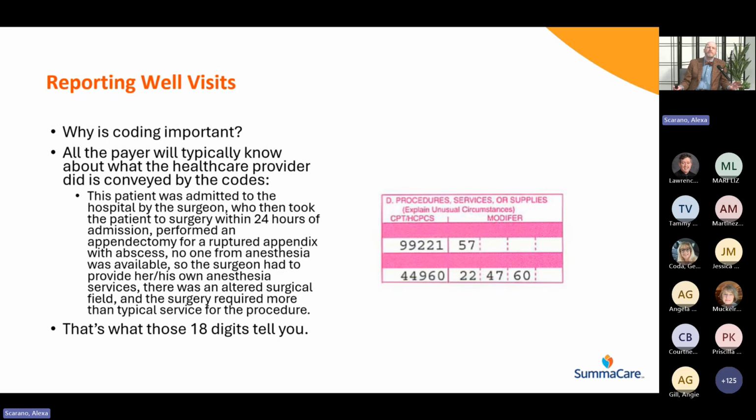All of that information is conveyed by just those 18 digits. That's a lot of information that's conveyed by 18 numerals. There's no need for the provider to ask for any records. There's no need for any additional paperwork to be sent. That's how important the coding is.